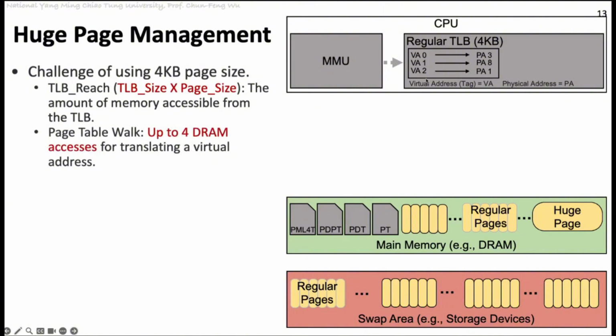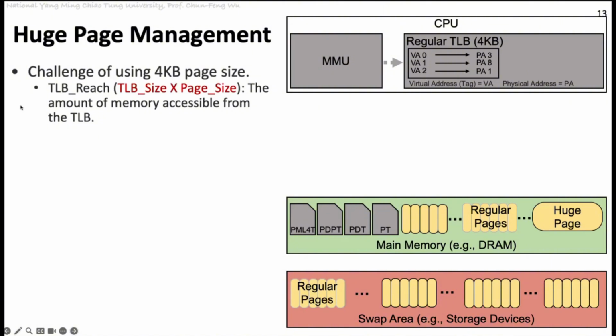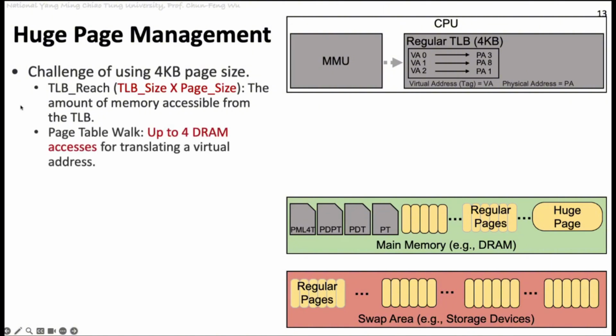Okay, so it really helps the TLB reach when you use huge pages. And the page table walk, I think, already pointed out these things. So let me give you an example. Inside the CPU, there is a TLB. For a regular TLB, you can see that virtual address 0 points to physical address 3, and virtual address 1 will be translated to a physical address like this. This is for the regular TLB.